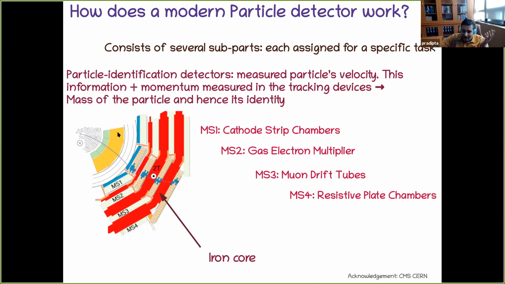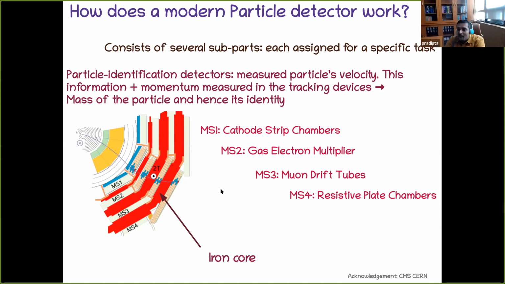So of course, there are 4 different parts: the cathode strip chamber, GEM, the gas electron multiplier, the muon drift tube, and RPC, resistive plate chamber. They have their different roles and different mechanisms of detecting a particle. But one important thing is the presence of this large amount of iron core. It is actually used to slow down the particle. And in fact, it is the muon which escapes all other detectors, but finally reveals its identity and deposits all its energy only in here. So this is roughly known as the muon chamber.